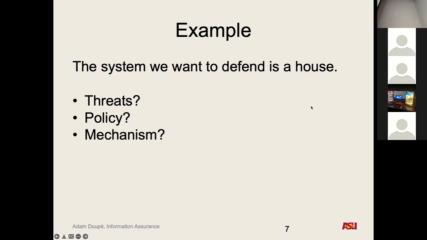So let's take the threat of somebody breaking into our house and stealing all of our stuff. Right? So would somebody start talking about some mechanisms and or policies that we would want to implement that could mitigate this threat? Yeah. Locks on the doors. A security system? What kind of security system? What features do you want of it? Okay, where do you want the cameras pointed?